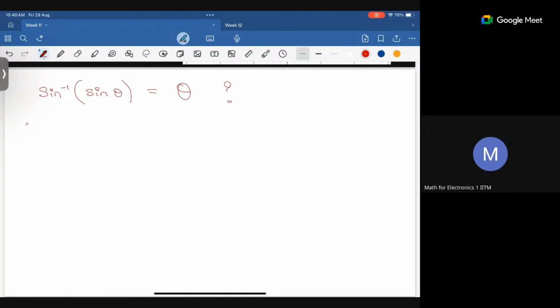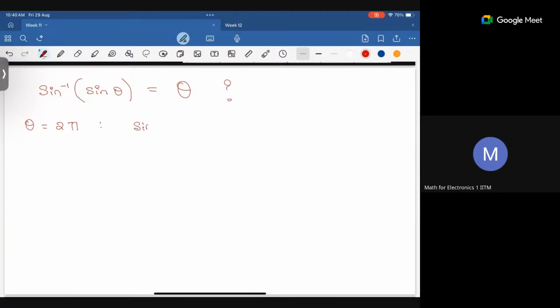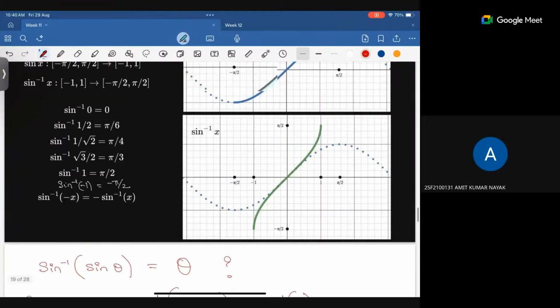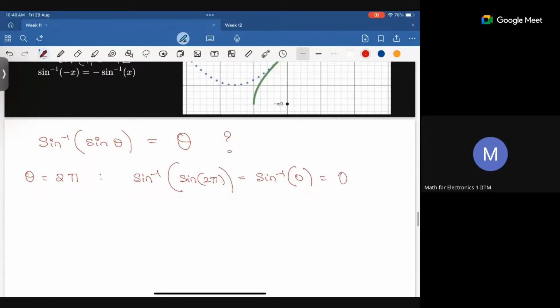For example, I take theta to be 2 pi. So this is sine inverse of sine 2 pi. What is sine 2 pi? 0. Yes, sir. So sine inverse of 0 is 0. See, this is 0. So theta is 2 pi, but the result has come out to be 0, not theta.